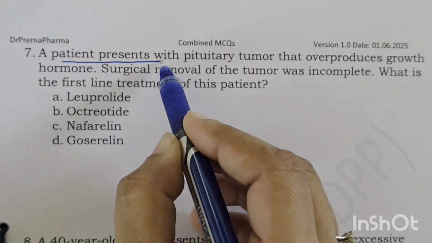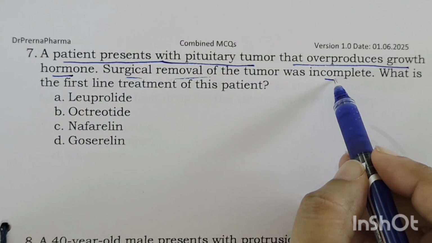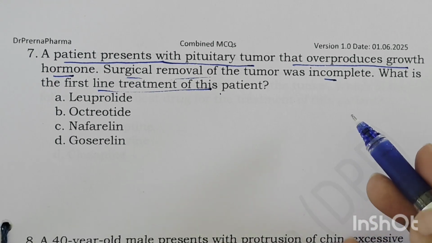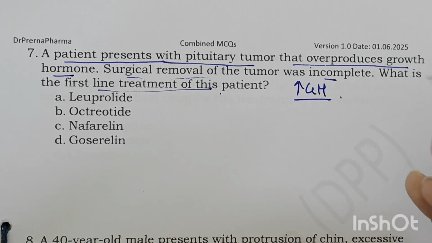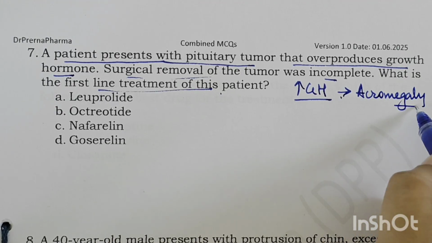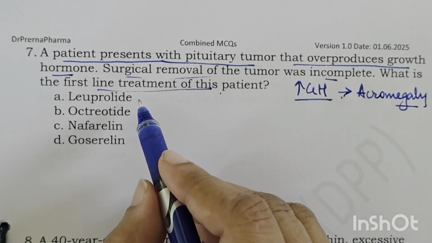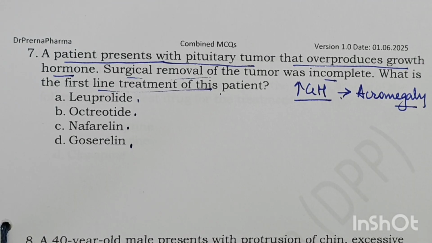Next question. A patient presents with a pituitary tumor that overproduces growth hormone. Surgical removal is incomplete. What is the first line treatment? That means the patient has a tumor producing increased growth hormone secretion. Usually pituitary adenomas produce acromegaly. Now what is the drug treatment? Leuprolide, octreotide, nafarelin, goserelin. In this acromegalic patient with incomplete remission after surgery, what is the therapy?